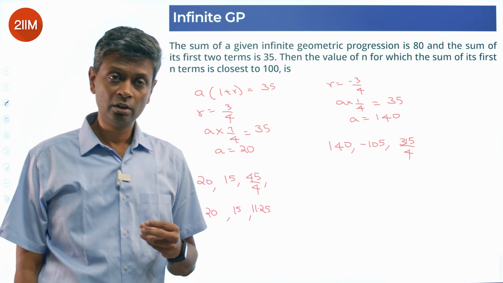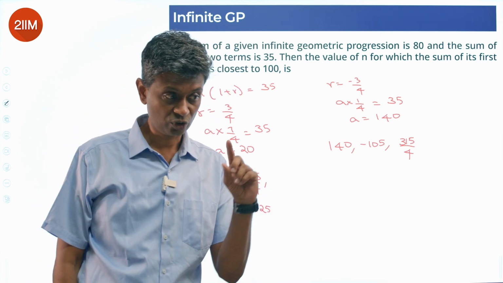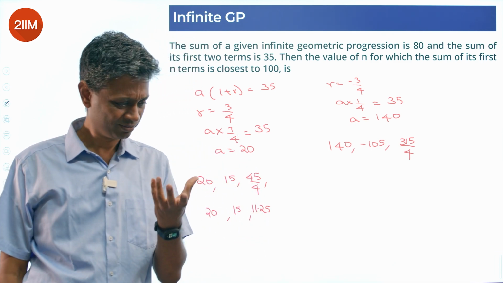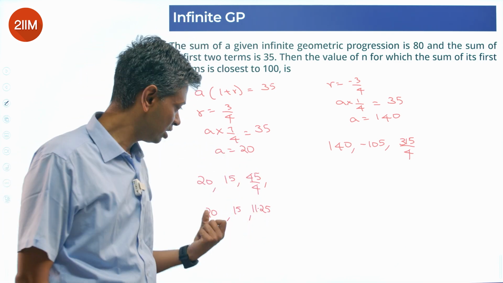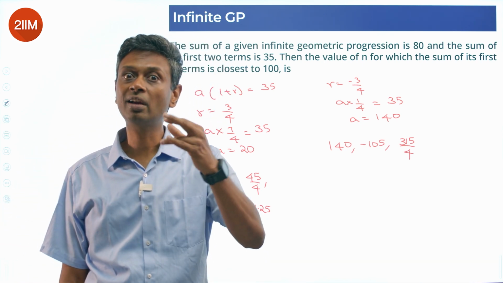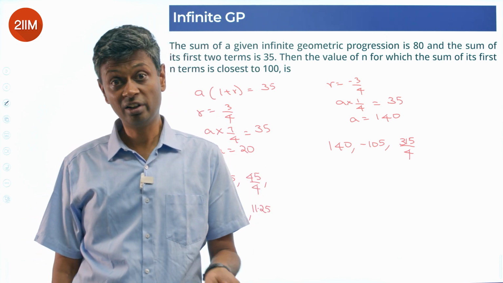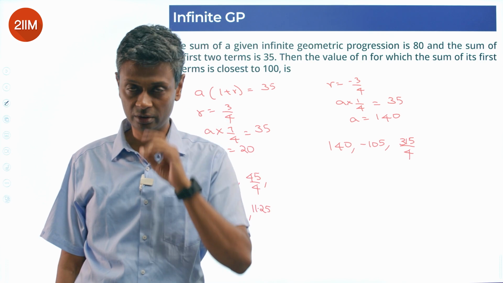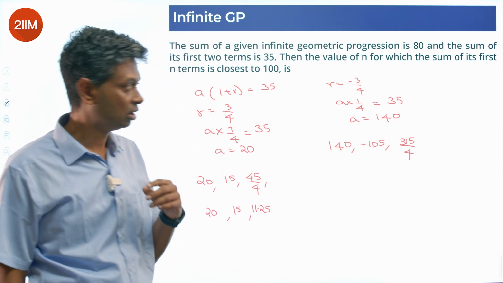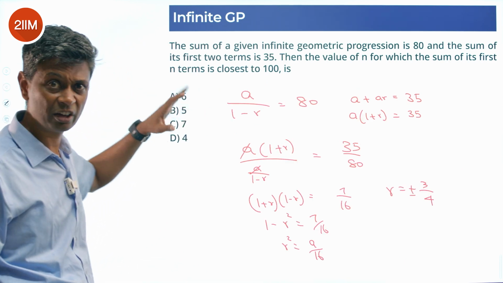After that, this term into 3 by 4 into 3 by 4 into 3 by 4 is the next term. 3 by 4 into 3 by 4 is 9 by 16, into 3 by 4 is 27 by 64. Less than half. So these three terms add up to 46.25. The next three terms will add up to less than half of that, maybe 20. We'll go to 66. The next three will add up to less than half of 20. We'll go to 75. How are we going to go all the way to 100? Because the question is also saying the answer is 6, 5, 7 or 4, somewhere here.